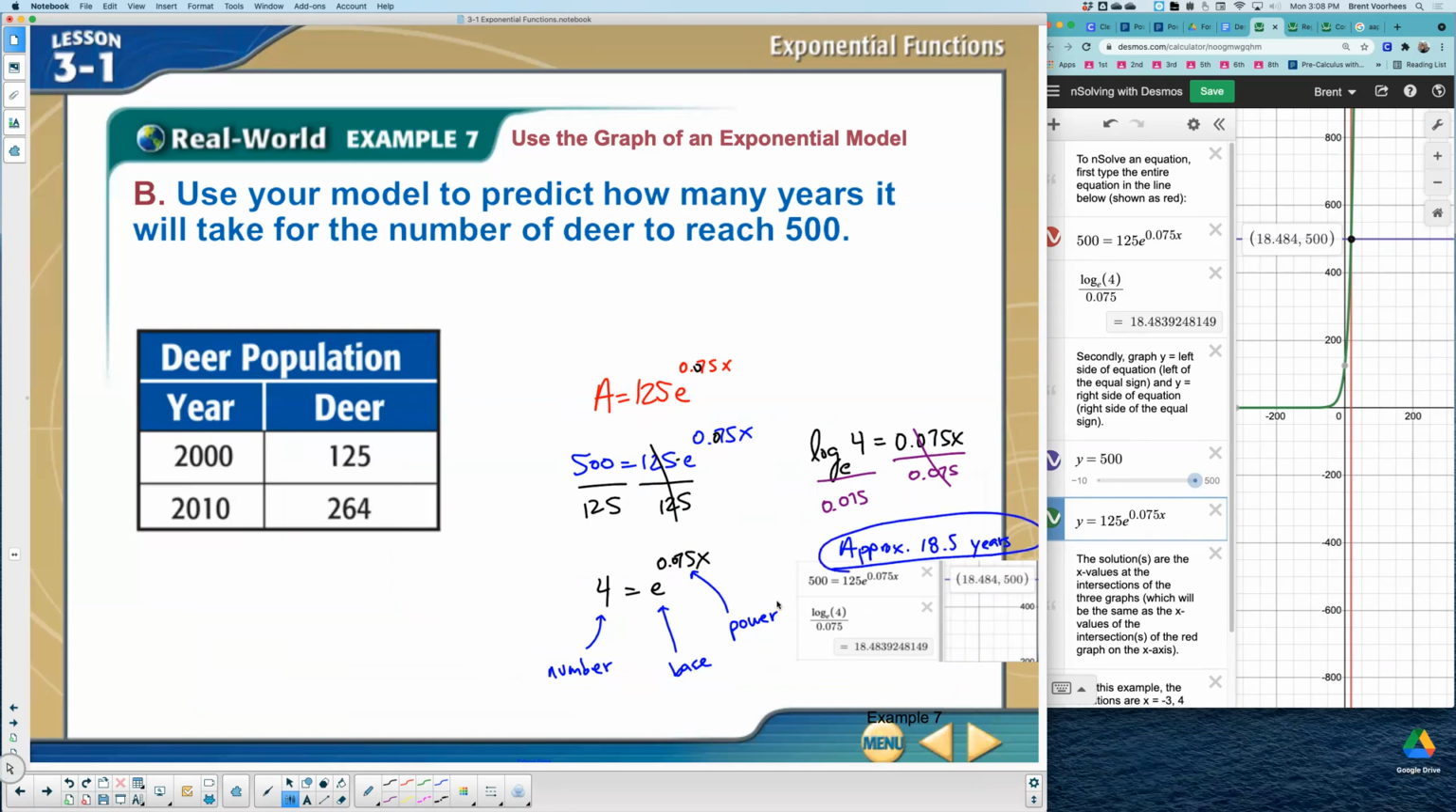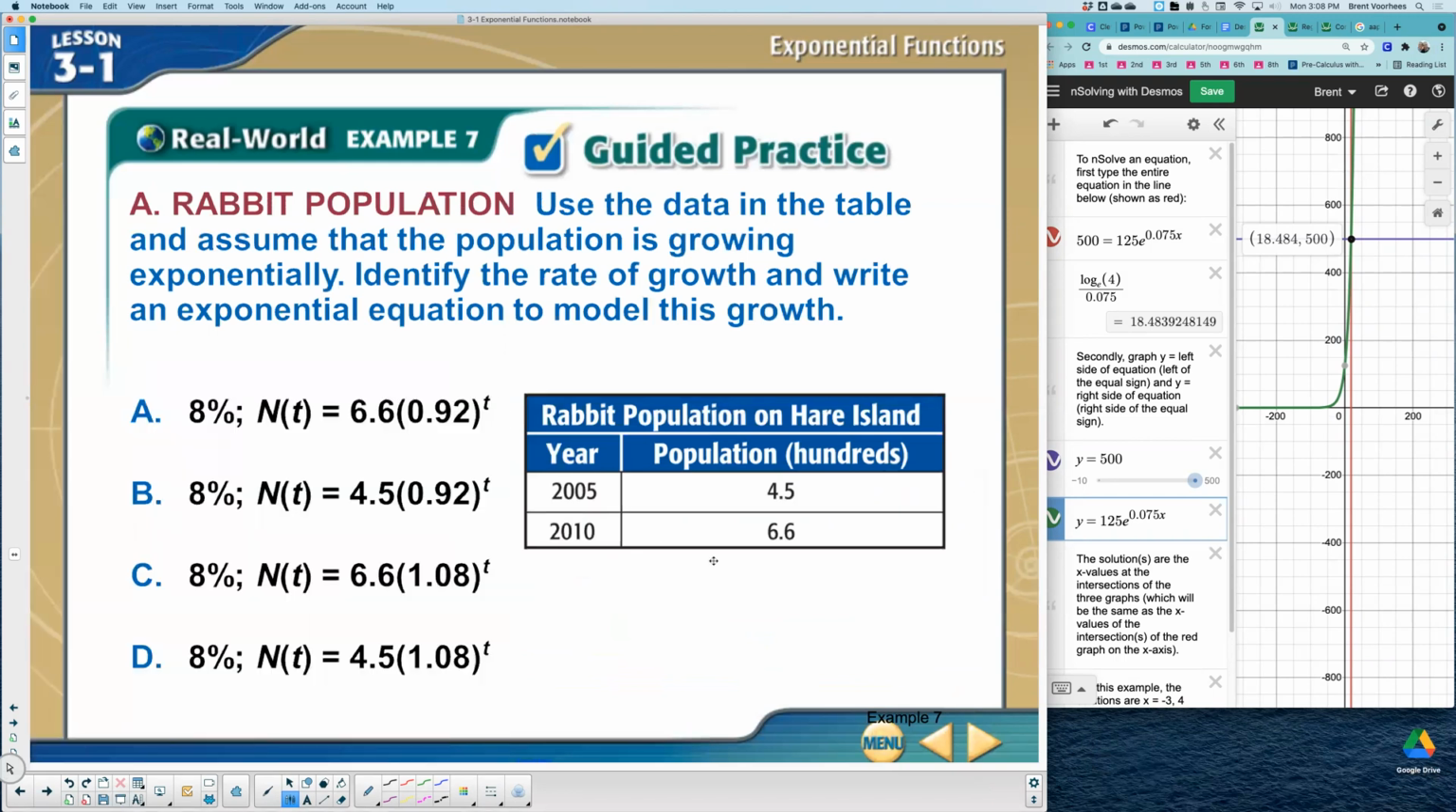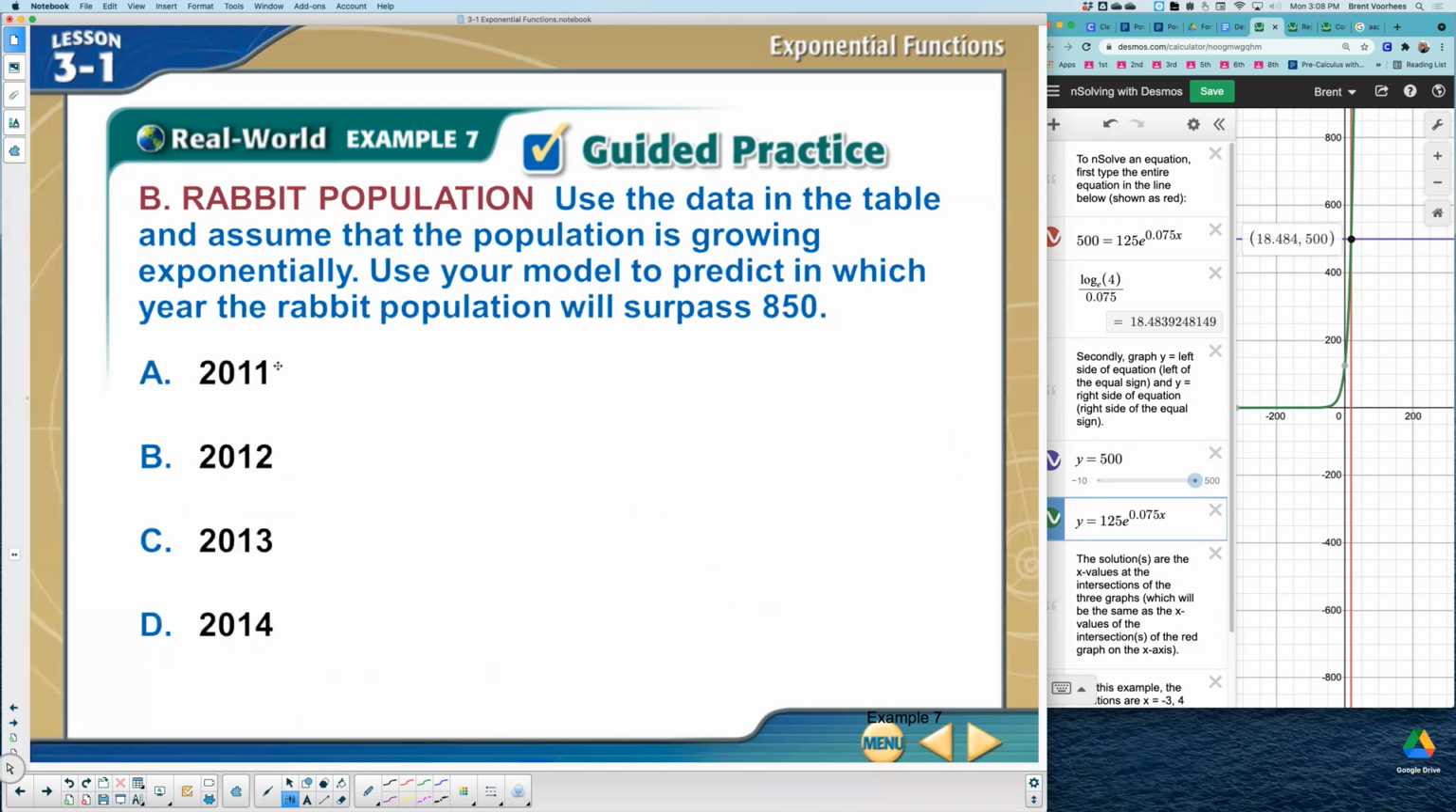All right. Now your turn. Here's DOL number 7. First, find your equation. And I would treat this as year 0. Okay, so that's year 0, and it's 5 years later. And then part B, go ahead and figure out when you think the population would surpass 850. You can use nsolve for that.